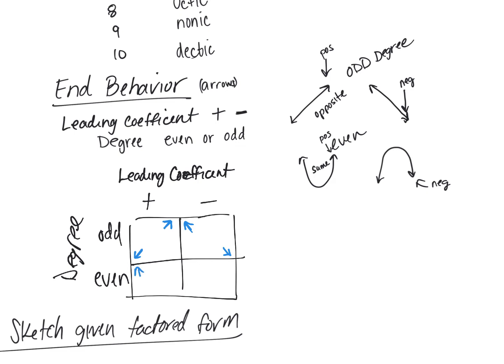If it's even positive, both arrows point up, and even negative, both arrows point down.